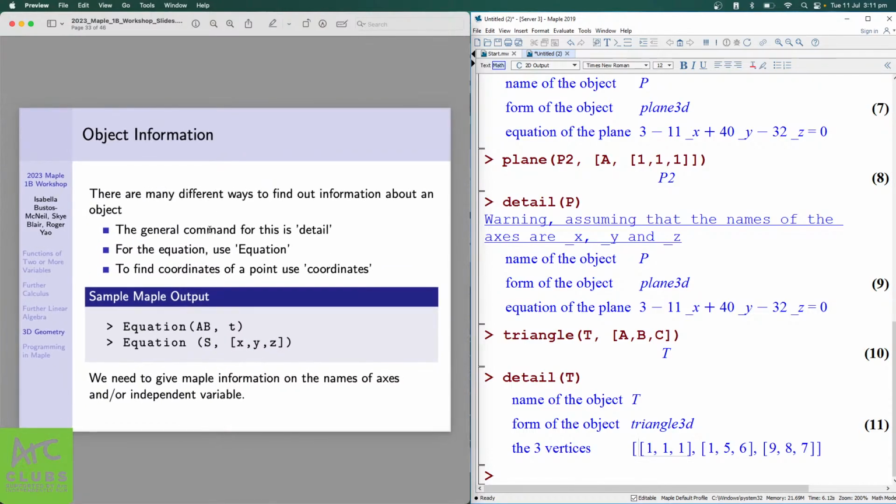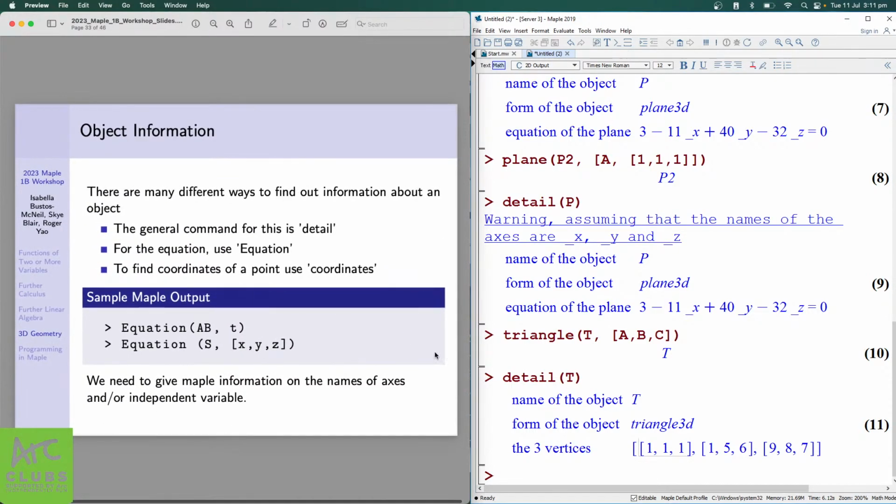There are many different ways to find out information about an object. General command for this is detail, as we've been using throughout this talk. For the equation of an object, we use the command equation. So let's say we want to find the equation of P.